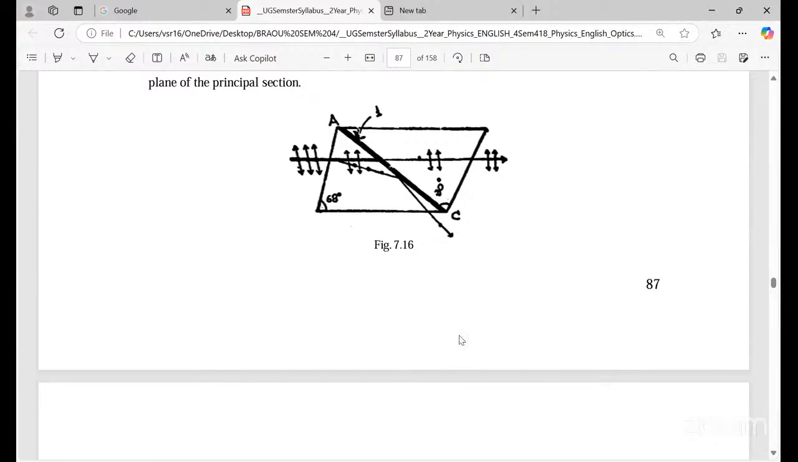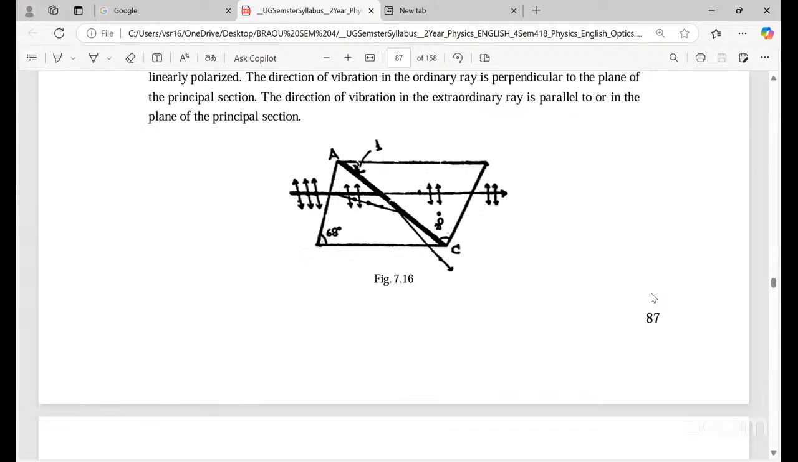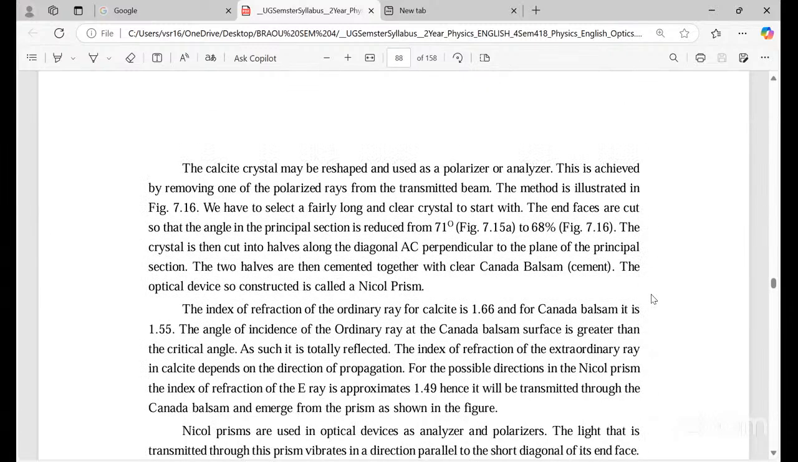So if you want to identify both the extraordinary as well as the ordinary ray at a time, which are emerging out through the crystal, one has to be deviated in the other direction. In the Nichols prism, one ray has to be completely vanished in the other direction. Only the extraordinary ray has to come out along the principal axis. So that can be achieved.